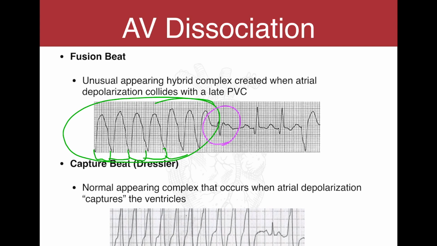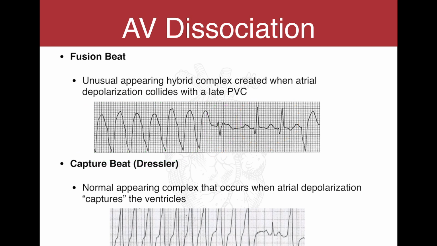And you may recognize these over here, and they look a whole lot like sinus beats. There's a P wave and a QRS complex. This thing in the middle that doesn't really look like VTAC and doesn't look like a sinus beat is a fusion beat, and it's a hybrid complex where an atrial depolarization meets up with a very late PVC or ventricular depolarization. And so you get this mushing together of the two, and you get a beat that doesn't really look like either. And that's a sign of AV dissociation.